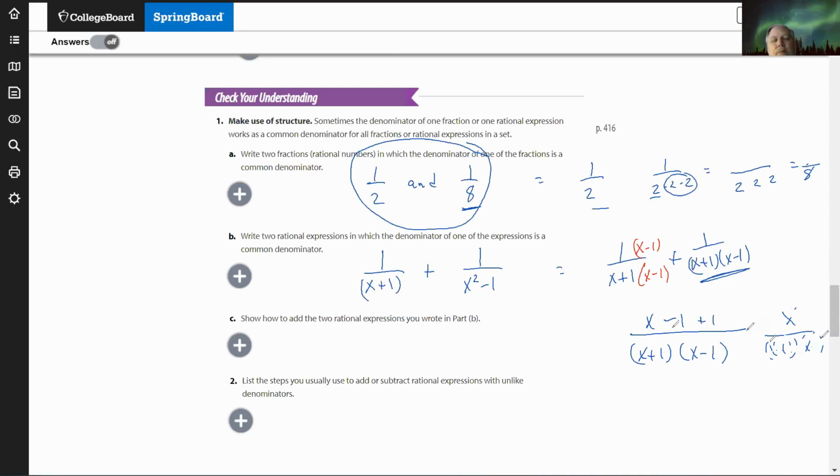Again, you can pick your own numbers for B and C that you want, or your own rational expressions, but either way.